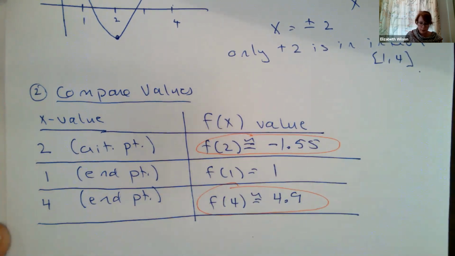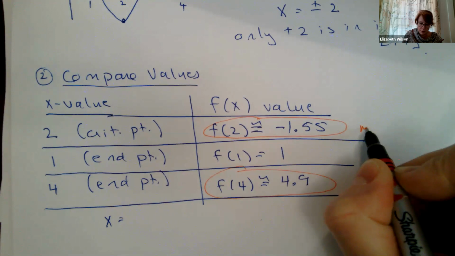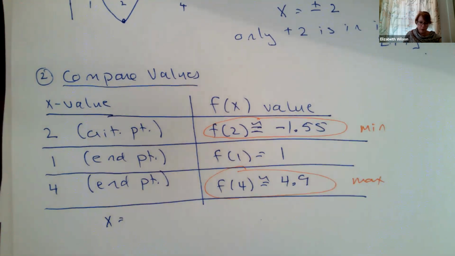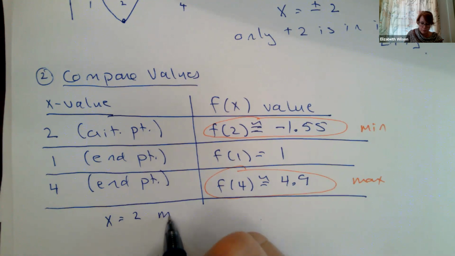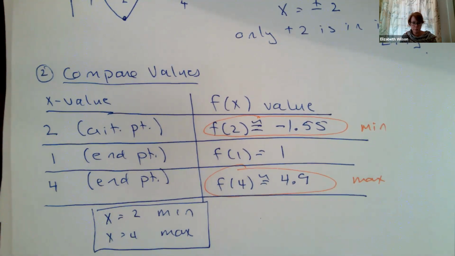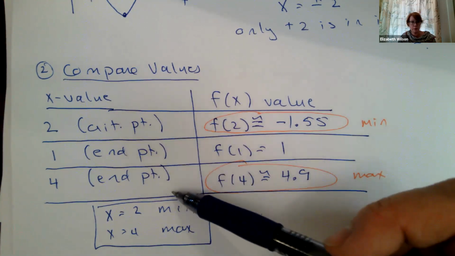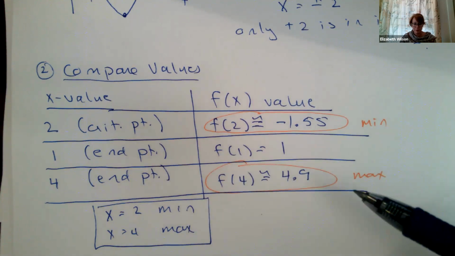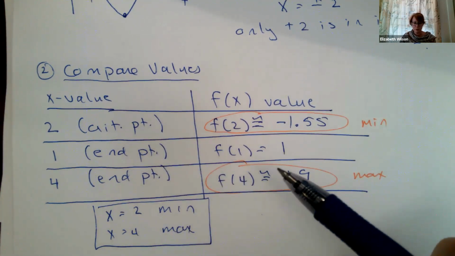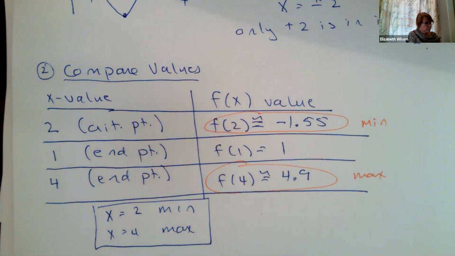So let's summarize. Let's write this down. X equals 2 gives us a minimum. X equals 4 gives us a maximum. You must make sure you plug it into f of x. Set up your table. You're checking critical points and endpoints, in your function, not your derivative. If I plug this into my derivative, I'm going to get 0. It's not going to help me. So make sure you plug it into your function. And don't forget your endpoints. Okay. So far, so good?